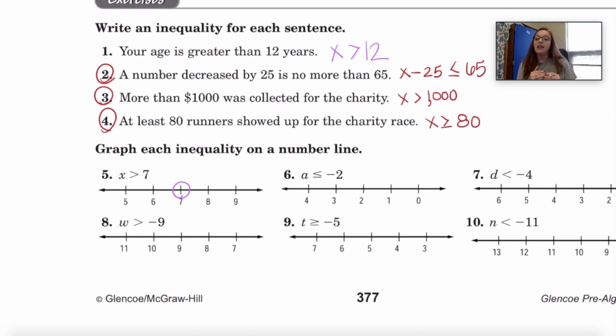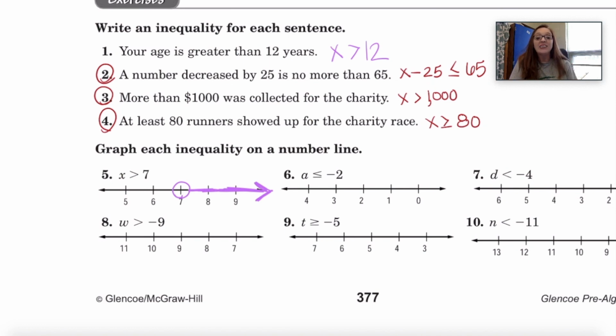And then x can be any number greater than 7. So could x be 8, for example? Yes. Could x be 6? No. So if x is greater than 7, then it can't be 7, but that's our starting point. But it can be any of these numbers to the right of 7. Okay, let's try number 6.